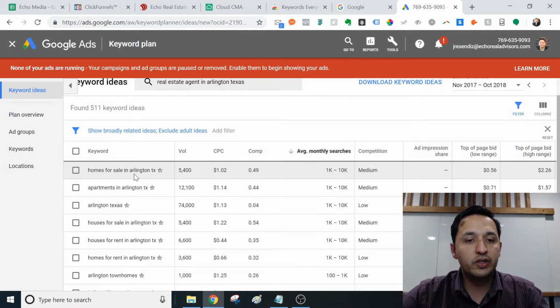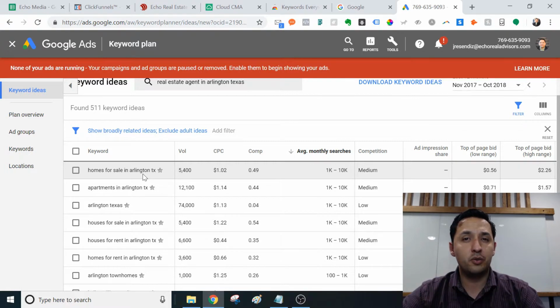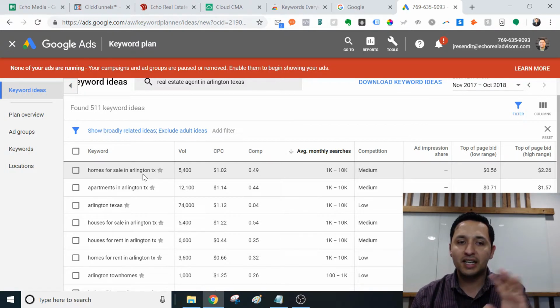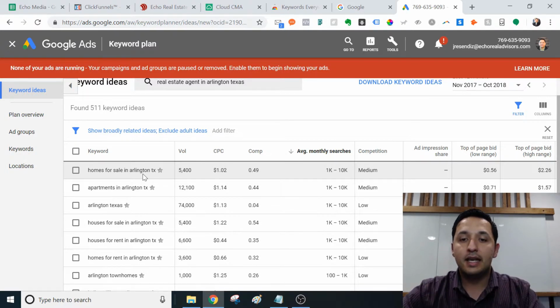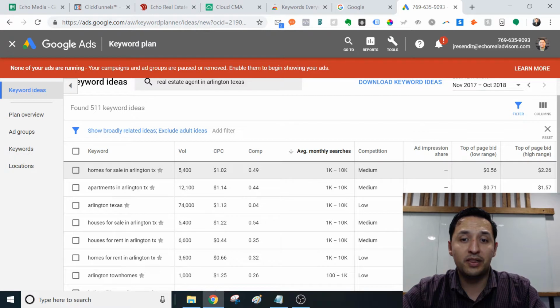We're seeing homes for sale in Arlington, Texas. Traditionally, I would say no, I'm not going to go after those keywords, but if you're a home seller, chances are that you are either looking at your competition before you go on market, or you're looking at other homes that are for sale in your area that you may want to purchase. So I'm not going to completely negate this, because the cost per click on the low range is not that high. And then you see the high range is not that high either. And the volume search is healthy. You have between 1,000 and 10,000 searches.